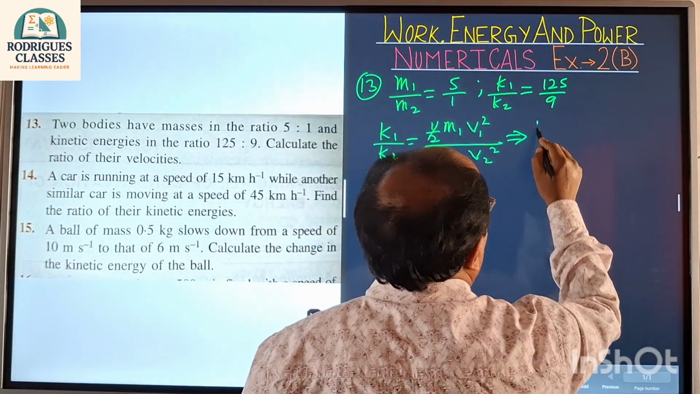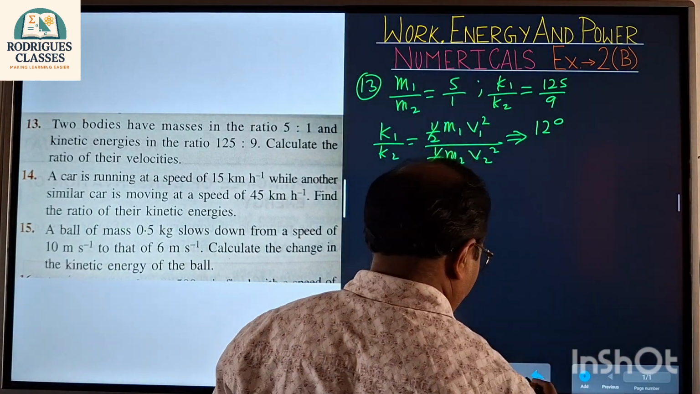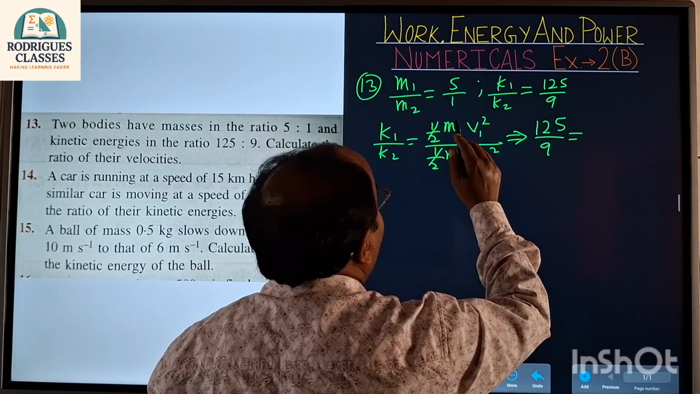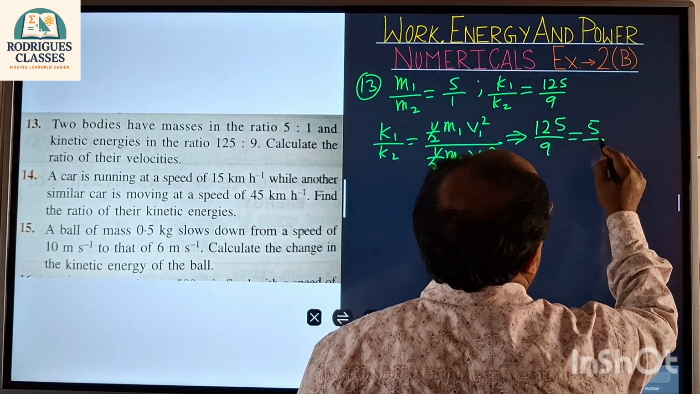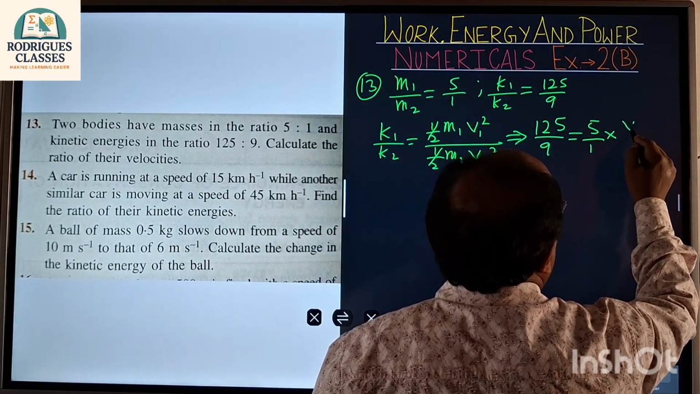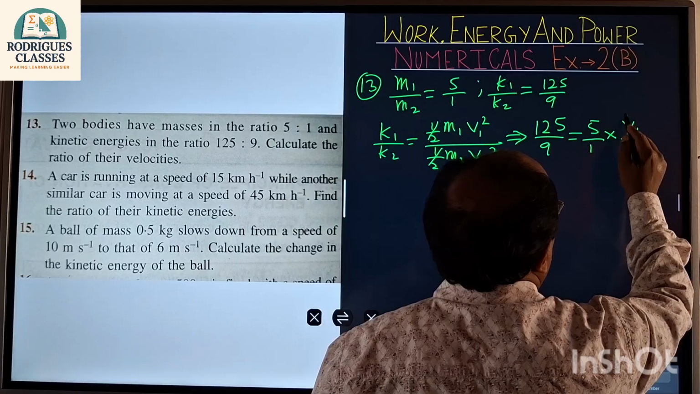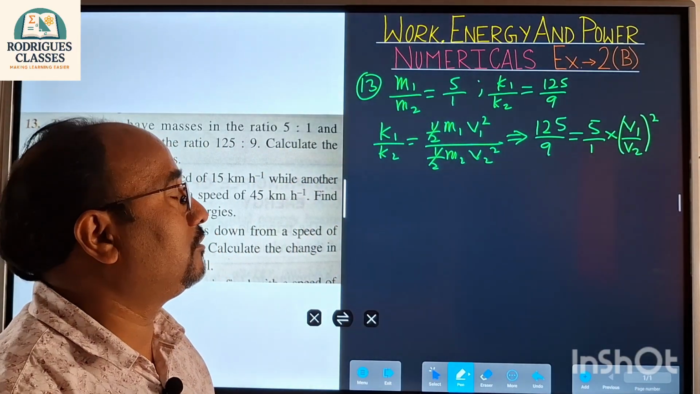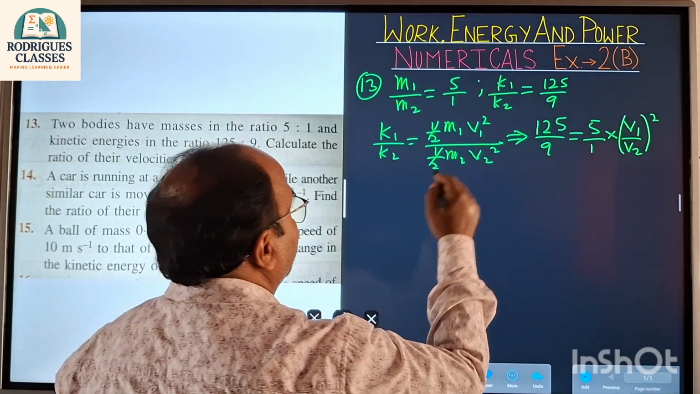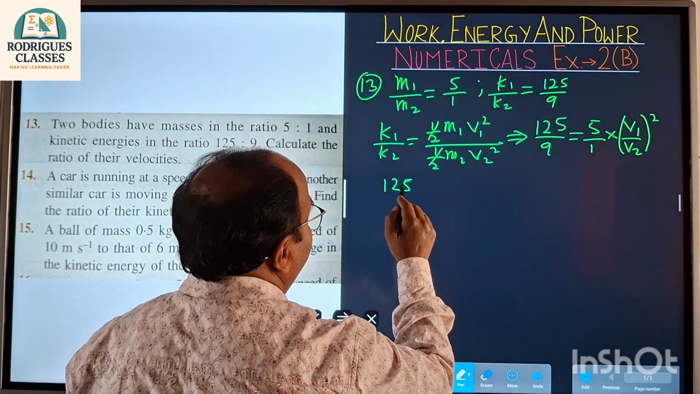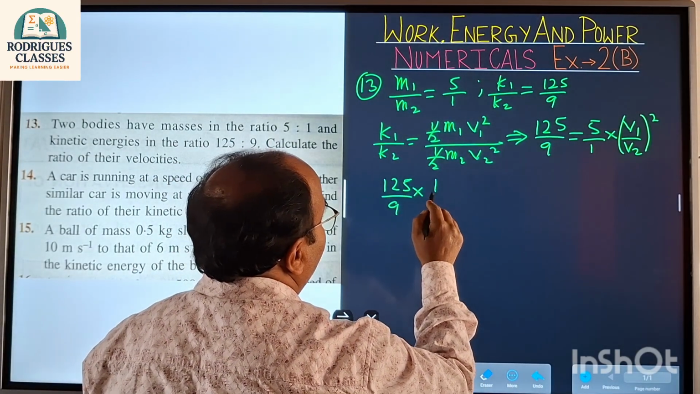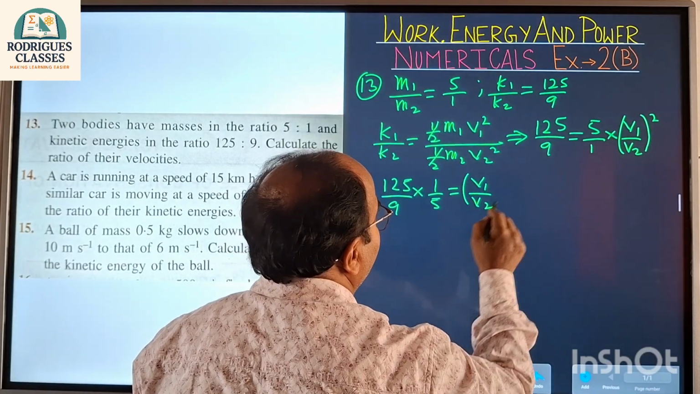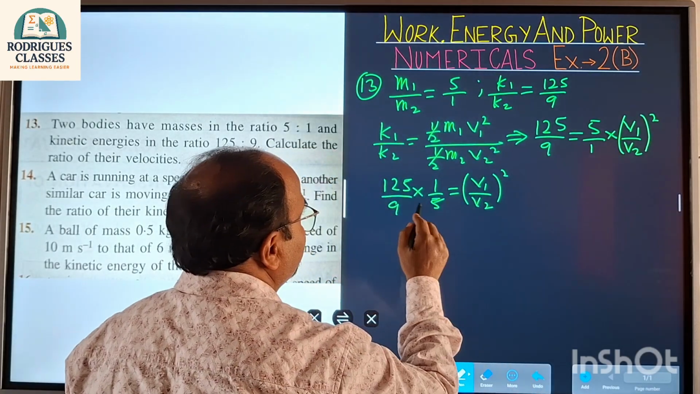K1 by K2 is given to me as 125 by 9, and m1 by m2 is 5 by 1, and into that I will write v1 by v2, because both of them are having a square, so I give the square together. Now this 5 by 1 will come here. So 125 by 9 into 1 by 5 is equal to v1 by v2 whole square. So this will cancel.